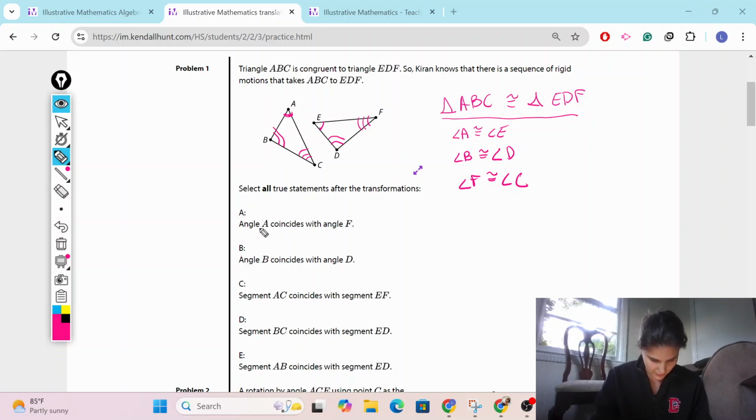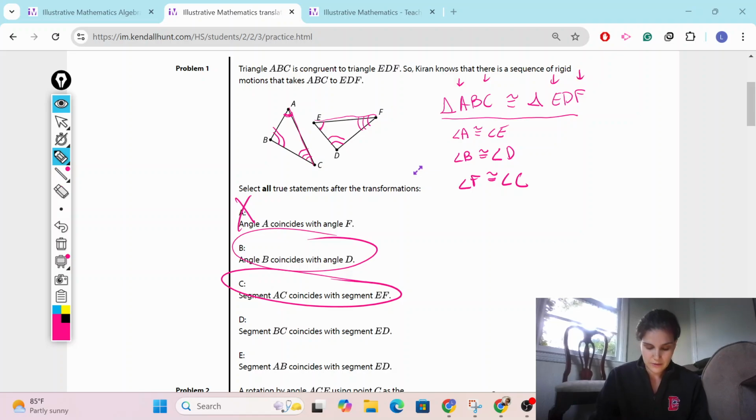So let's talk about our question choices. Angle A coincides with angle F. Well, angle A does not coincide with angle F, so we cross it out. Angle A goes on top of angle E. Angle B coincides with angle D. Yup. Segment AC corresponds with segment EF. Well, AC, does that match up with EF? We go from 1 loop to 3 loops. That's true. And we can actually say AC corresponds to EF by looking at our statement too.